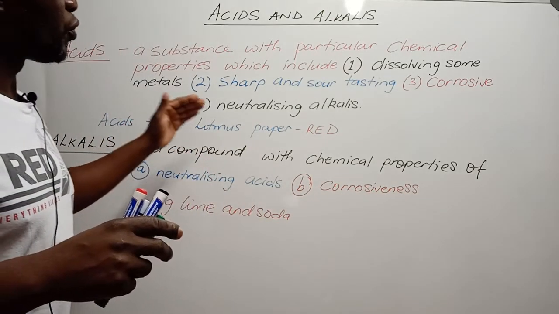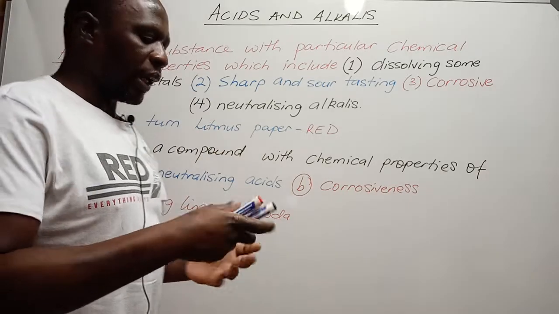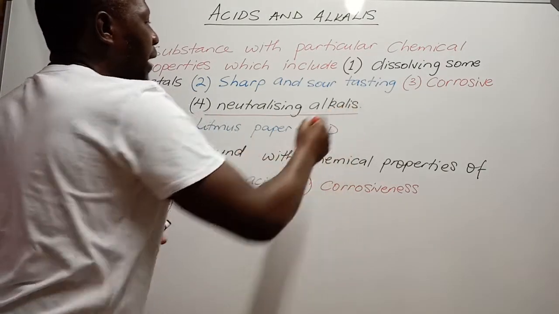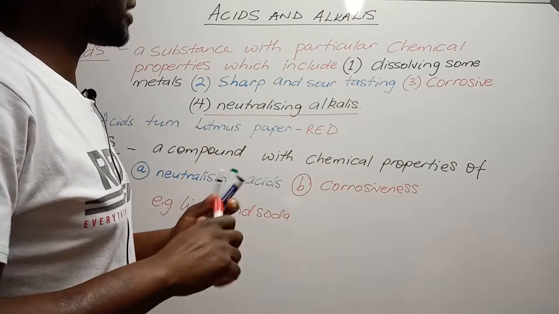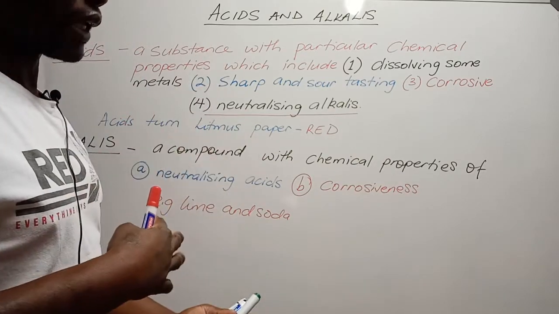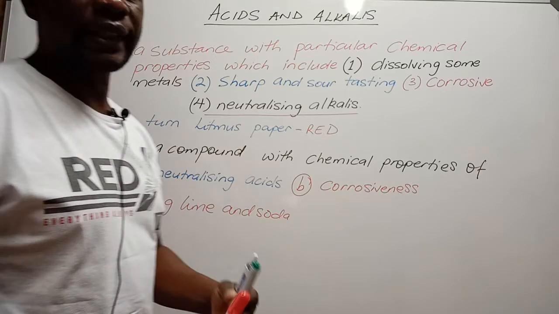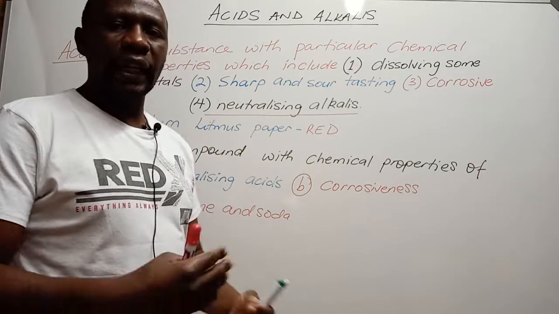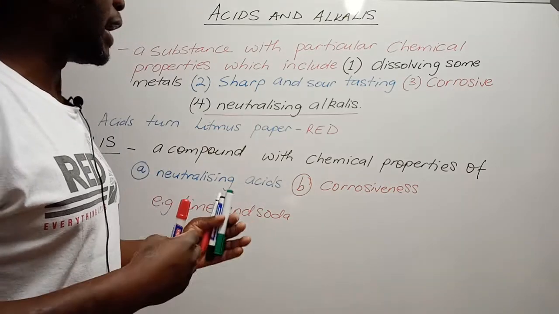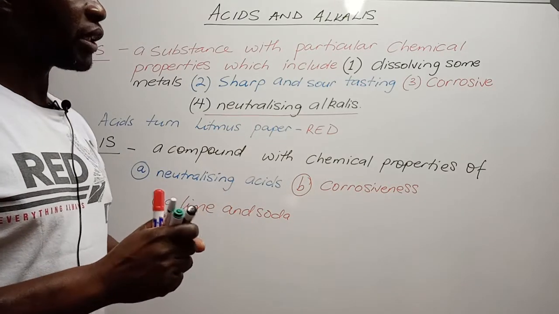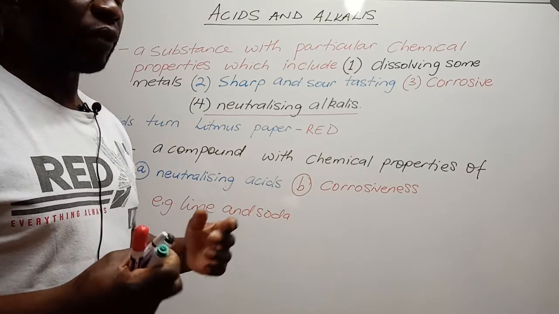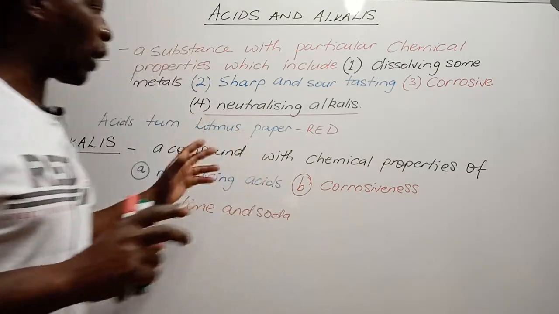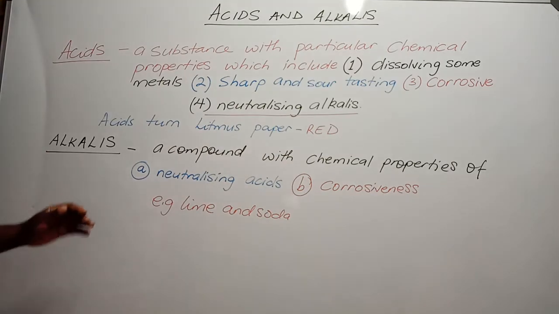Acids neutralize alkalis. This particular statement, you will understand as we progress with the topic of acids and alkalis. But what it basically means is an acid does the opposite of what an alkali does. So when you mix the two, they have a tendency of fighting each other. That is what you will understand as we progress.